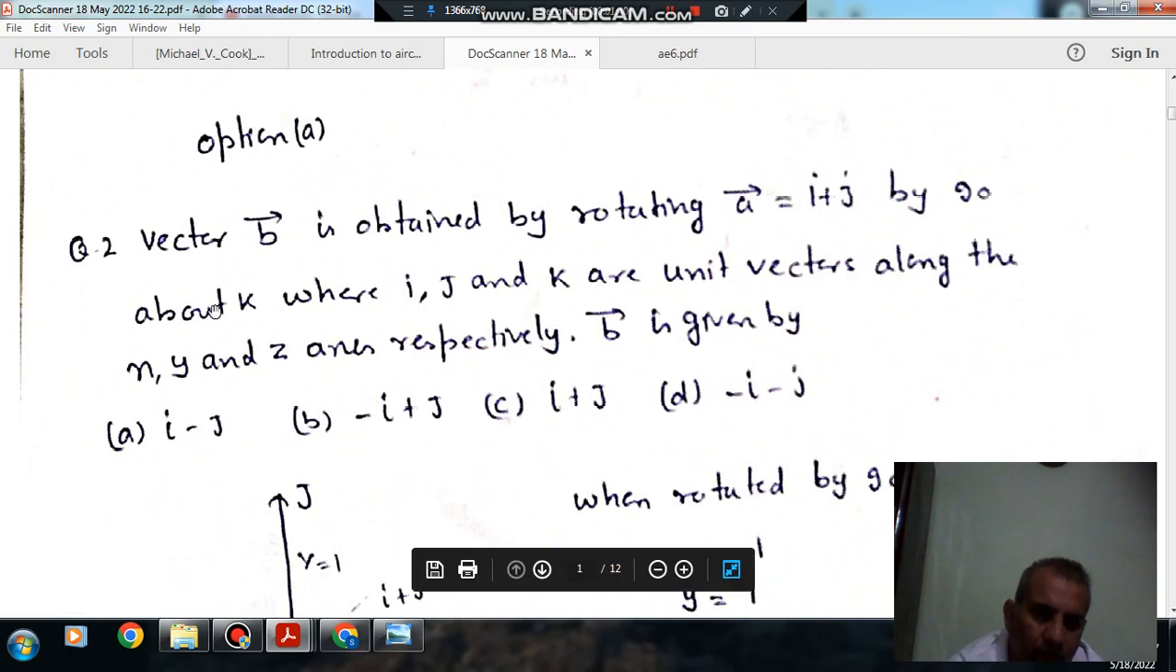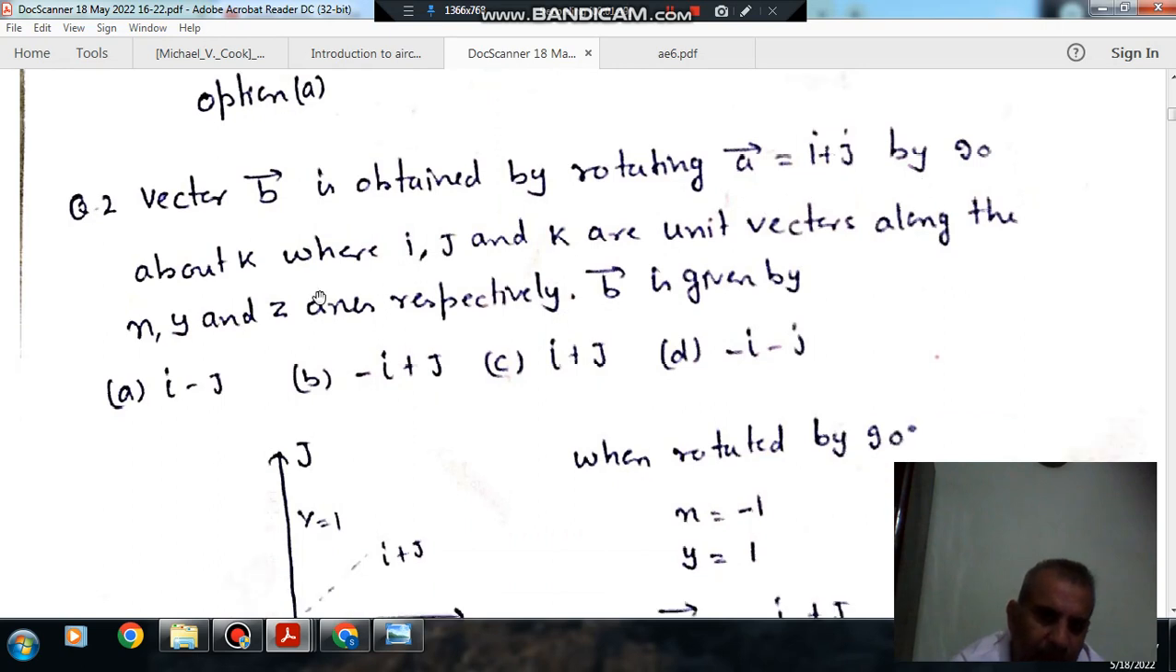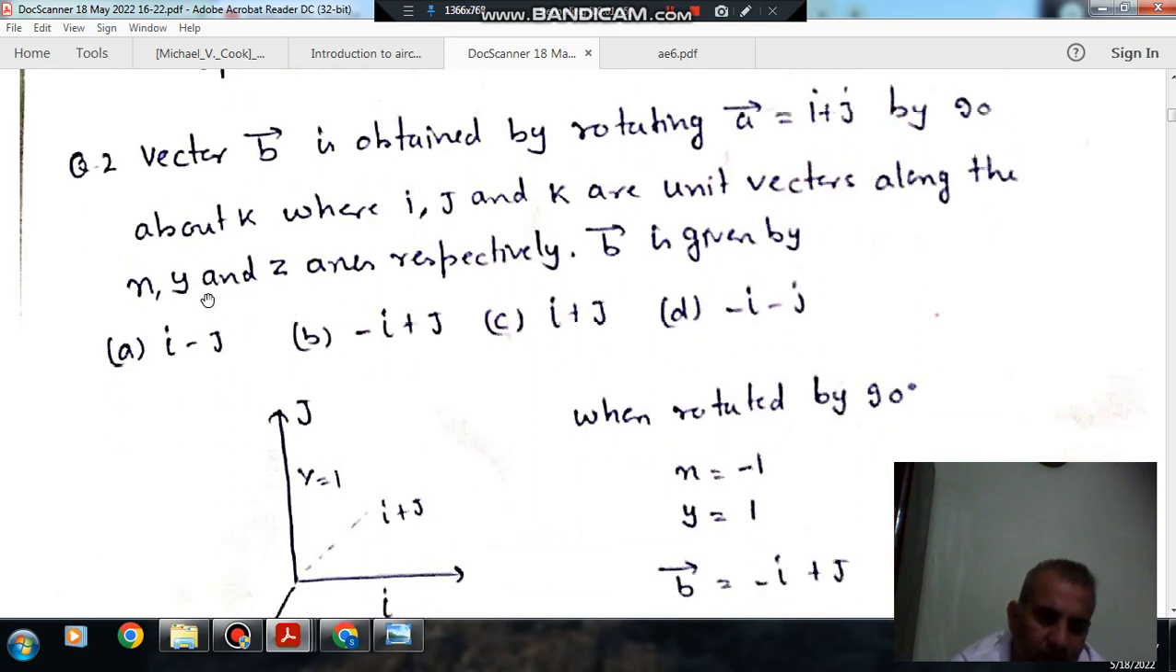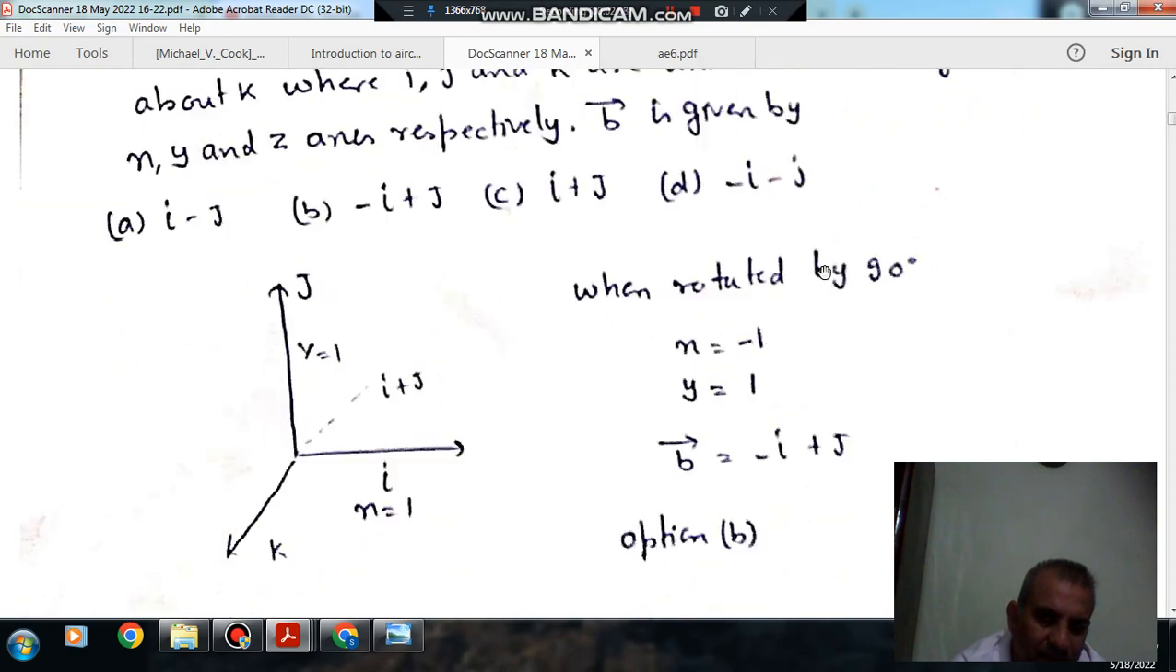Next, vector b is obtained by rotating vector a = i + j by 90 degrees about k, where i, j and k are unit vectors along the x, y and z axis respectively. Vector b is given by: option A, i - j; option B, -i + j; option C, i + j; option D, -i - j.